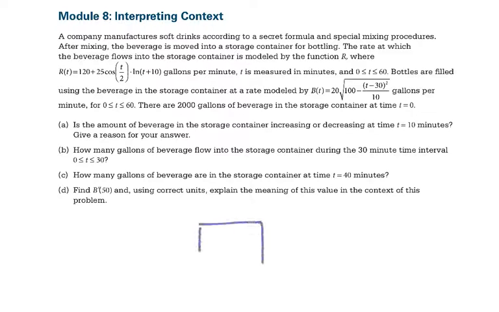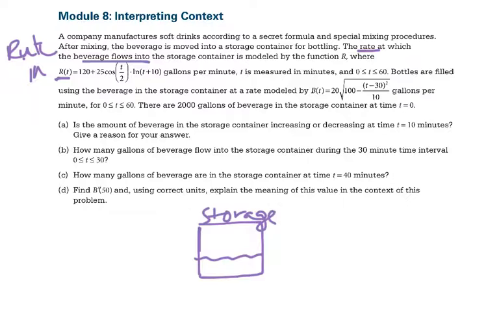So we're given the fact that there's a storage container and it's being filled up with a beverage. So I'm just going to draw some beverage. And R of T is the rate at which the beverage flows into the storage container. So we would call this the rate in. So I'm going to draw R of T, that's our rate in, and it's in gallons per minute.